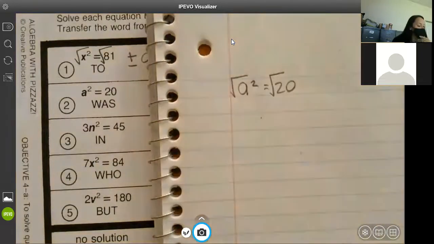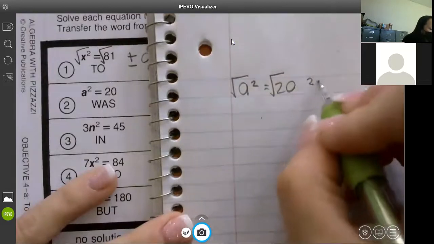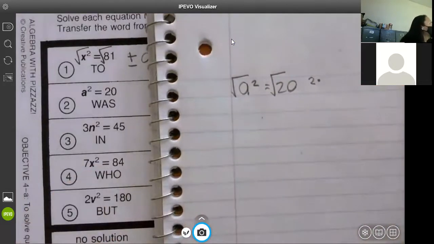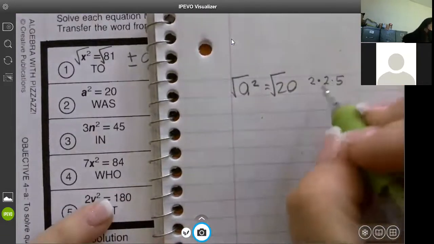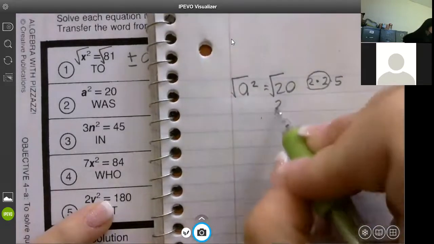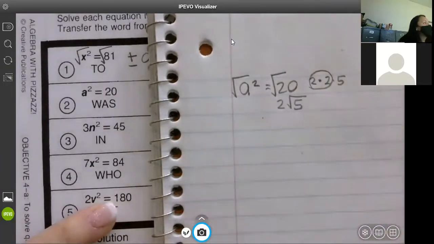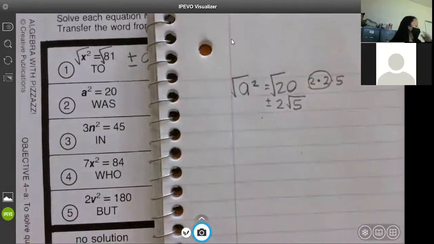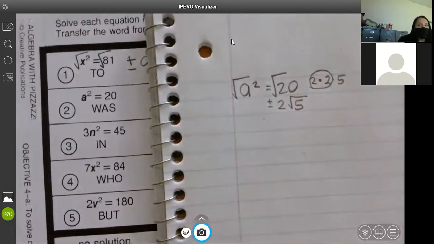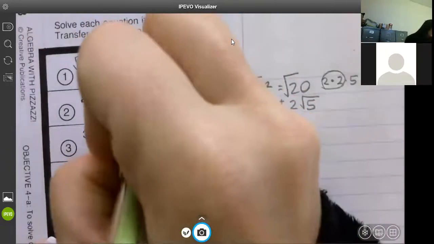So we've already talked about how to simplify these. What are your factors of 20? What can I multiply together to get 20? 2 and 10. What can I multiply together to get 10? 2 and 5. We've already done this square root stuff. This is nothing new. We circle our pairs, and those come outside. What we don't circle stays inside. Remember that it's always plus or minus. So that's how you get your answer. So for this one on number 2, your answer is plus minus 2 square root 5.